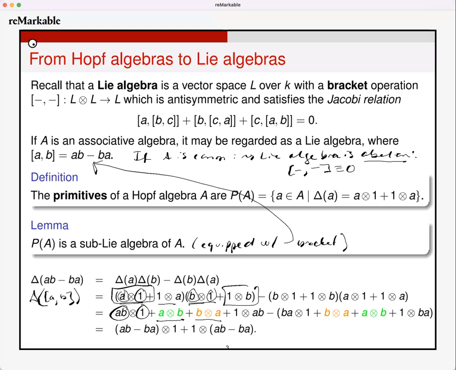In any case, you do that for all 8 products, and you see that you have an occurrence of A tensor B, and another occurrence of A tensor B, and an occurrence of B tensor A, and another occurrence of B tensor A, but on opposite sides of the negative sign, so they cancel, cross terms disappear, and you're left with just the bracket tensor 1 plus 1 tensor the bracket. So primitives in a Hopf algebra form a Lie algebra. Questions about that?